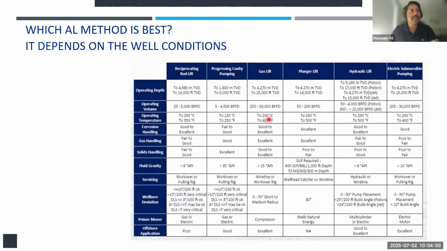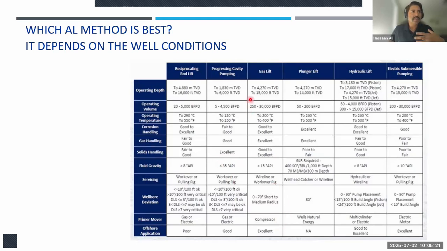So move on to the next one, which is gas lift. It's good all the way to 200 degrees centigrade because there are some elastomers that are used in the gas lift application. So those elastomers are only good for 200 degrees centigrade. But it is also good for solids handling. It can also handle light oil. But in case of the progressive cavity pumps, they cannot handle light oil. And it is excellent for the offshore application.